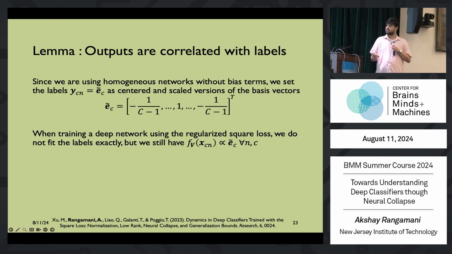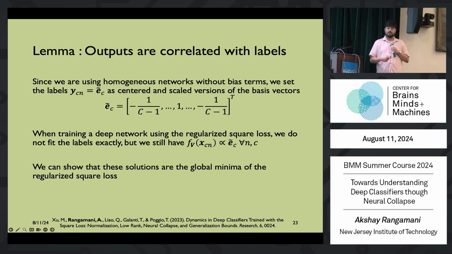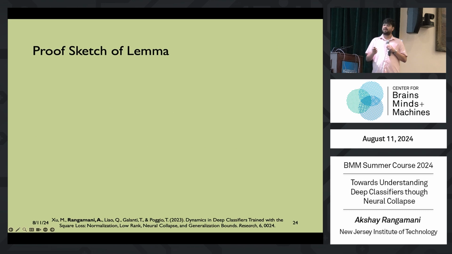And then when training a deep network using this regularized square loss, the lemma that we're going to try to derive is: when we train a deep network using the regularized square loss, we don't fit the labels exactly, but even if you don't fit them exactly, the outputs are still aligned along the same direction as the centered labels that you're looking at. So we can show that these solutions are global minima of the regularized square loss.